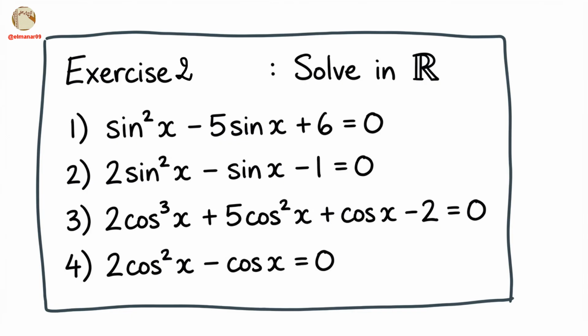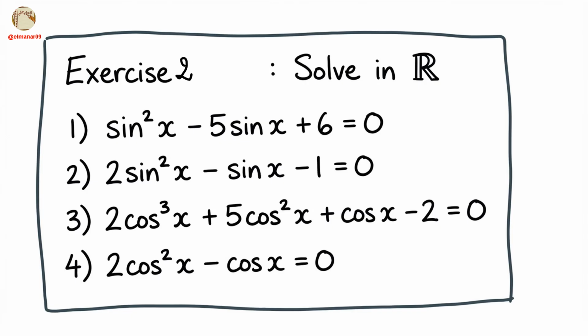Our mission is to solve in the set of real numbers R 4 exciting equations. First equation. We have sine squared of x minus 5 times sine of x plus 6 equals 0. Second equation. This one says 2 times sine squared of x minus sine of x minus 1 equals 0. Third equation. Careful now, we're stepping it up a notch. 2 times cosine cubed of x plus 5 times cosine squared of x plus cosine of x minus 2 equals 0. A perfect challenge to sharpen your analytical skills.